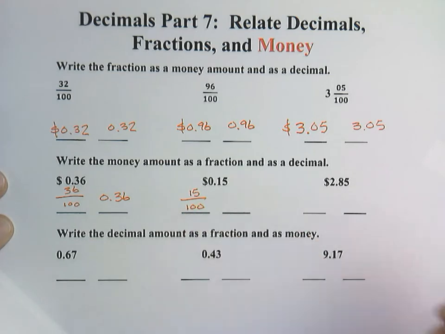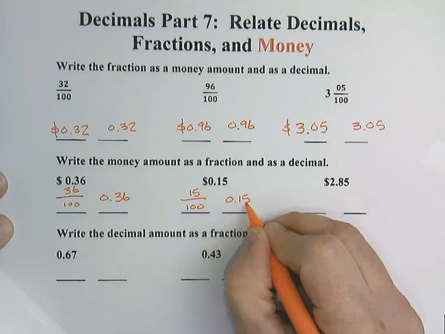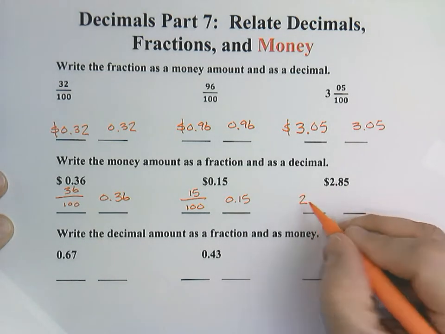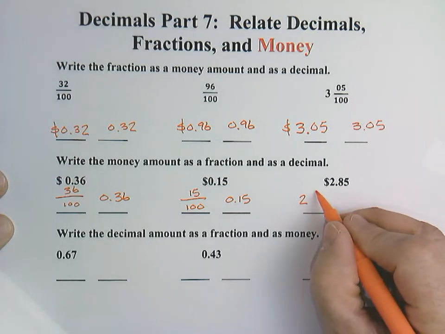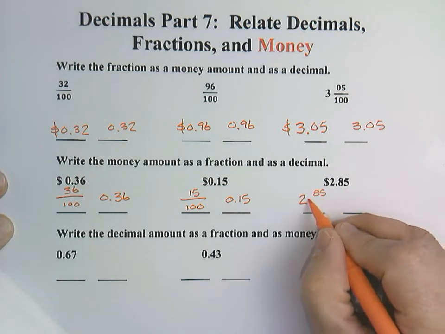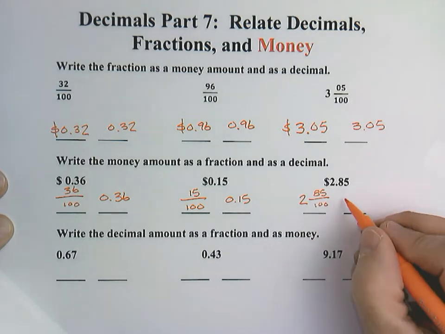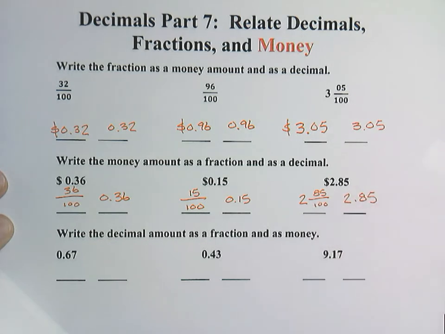And in fraction form, 15/100. And in decimal form, also 15 hundredths. The mixed number of $2.85 in fraction form would be the mixed number of 2 and 85 hundredths. And in decimal form, also 2 and 85 hundredths. So we're looking at the same value, it's just expressed differently.